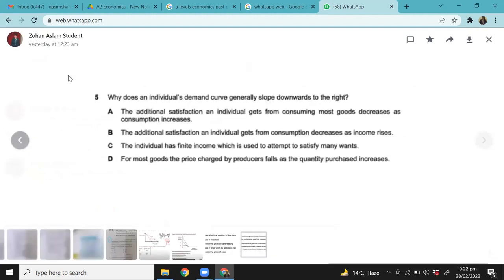Why does an individual's demand curve generally slope downwards to the right? A: The additional satisfaction an individual gets from consuming most goods decreases as consumption increases. B: The additional satisfaction an individual gets from consumption decreases as income rises. C: The individual has finite income, which is used to attempt to satisfy many wants. D: For most people, the price charged by producers falls as quantity purchased increases. So what's the reason? The question is simply asking why the demand curve is downward sloping.